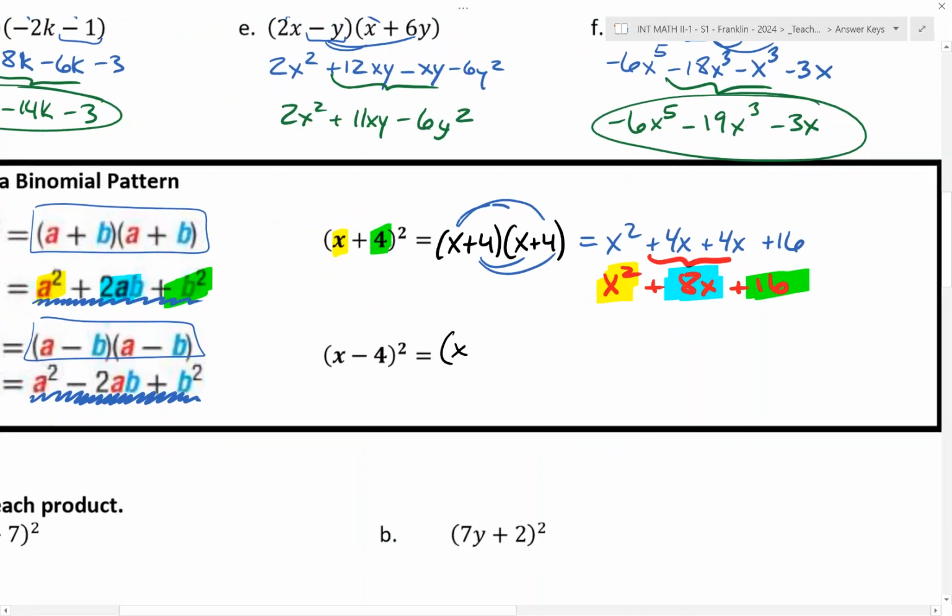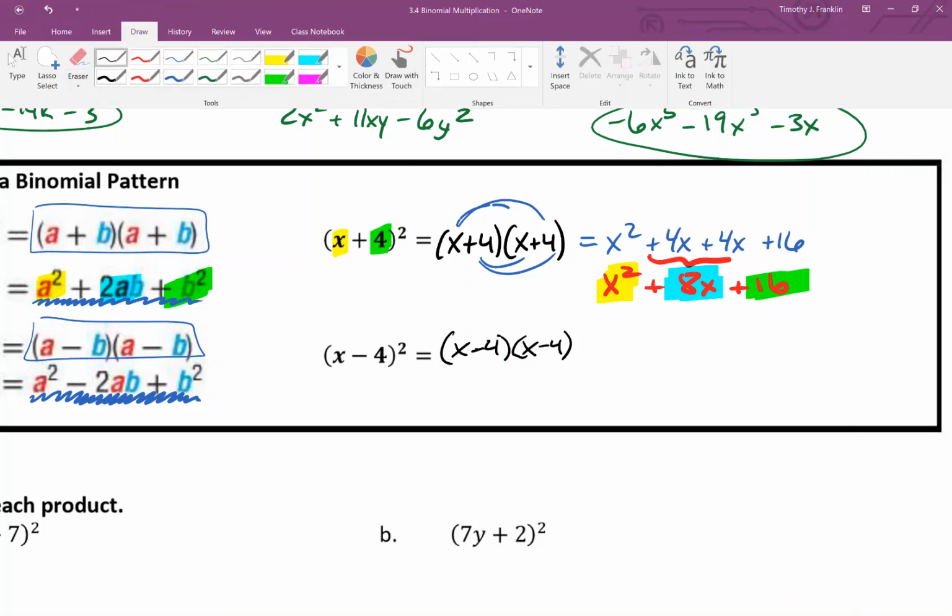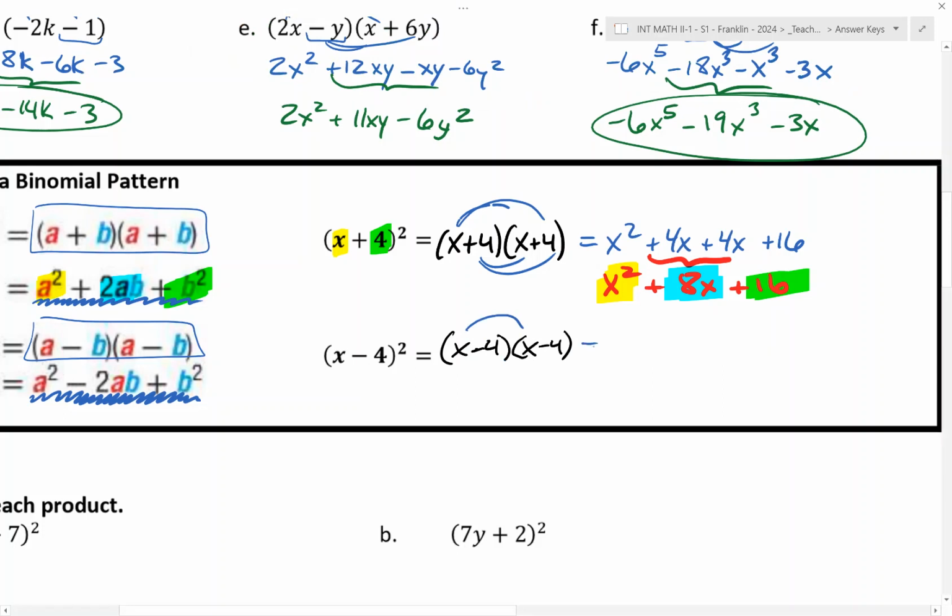So x minus 4 squared is just x minus 4 times itself. And as long as you remember that, you'll have no trouble with the multiplication. X squared minus 4x minus 4x plus 16. So very similar pattern, although the minus sign in the binomial makes that second term negative. X squared minus 8x plus 16.